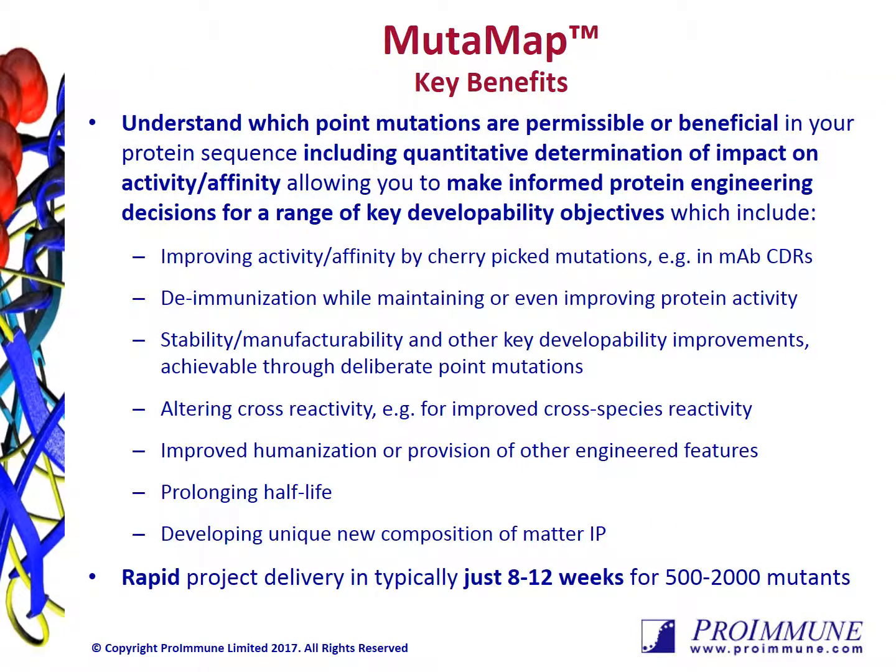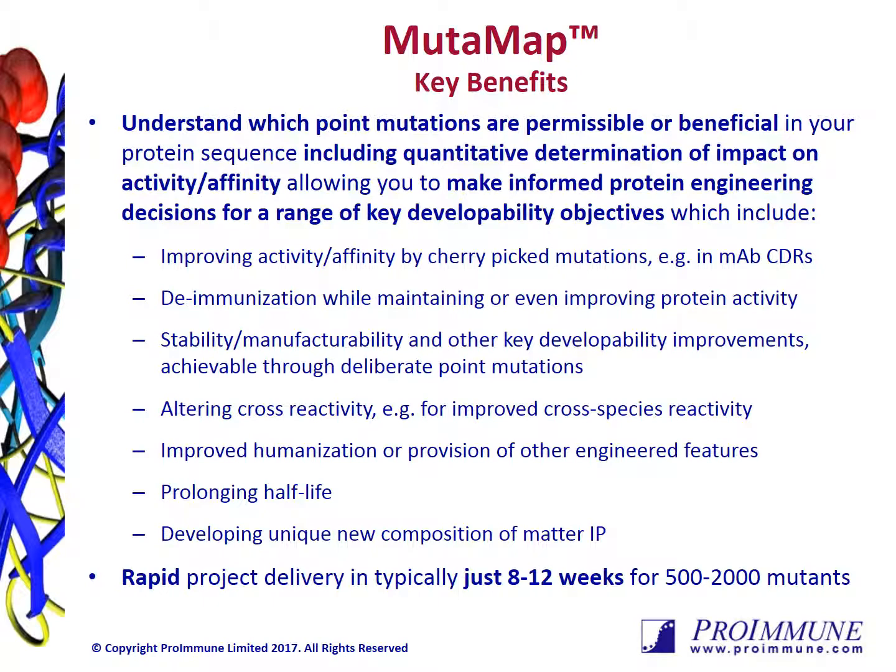So to conclude, MutaMap allows you to make informed protein engineering decisions for a range of key developability objectives, including cherry-picking which point mutations are permissible or beneficial in your protein sequence, including a quantitative determination of the impact on affinity. Combined with deimmunization approaches such as functional ProMap T-cell proliferation assays, it allows you to maintain or even improve protein activity whilst reducing the risk of unwanted immune responses.